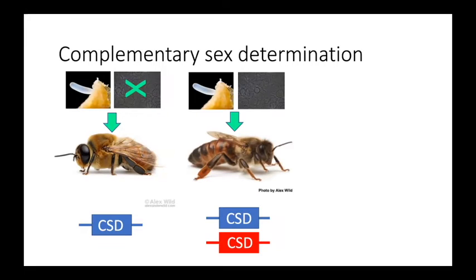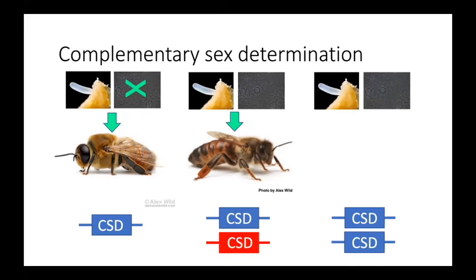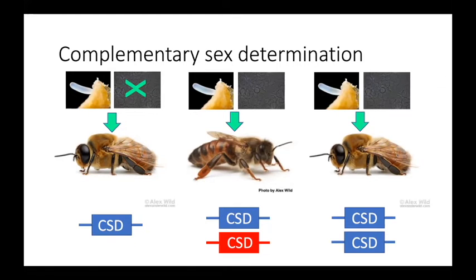The drone will have 1 copy of the CSD, whereas a worker will have 2 copies, and as long as they're functionally different, then all is well and good. However, if you have a fertilized egg where both copies of the CSD are not functionally different from each other, you'll get a drone rather than a worker, and then the workers will eat them before they develop very far.